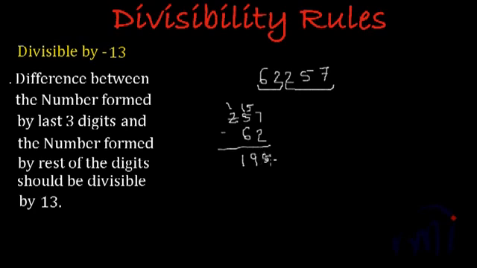So according to this rule, if this 195 is divisible by 13, 62,257 will also be divisible by 13. So let me try and see if 195 is divisible by 13 or not.